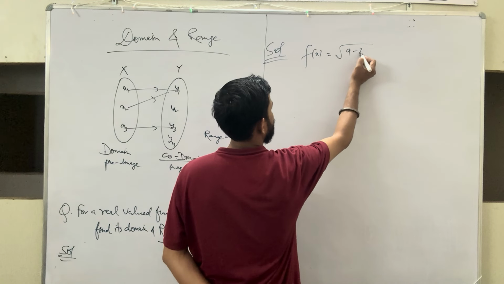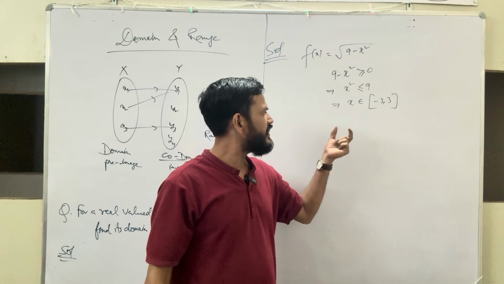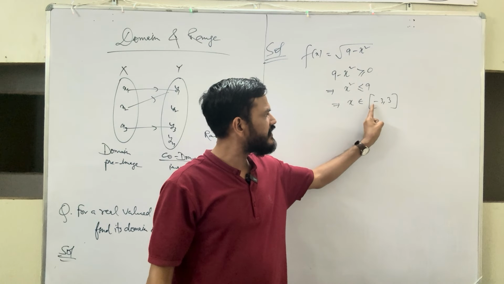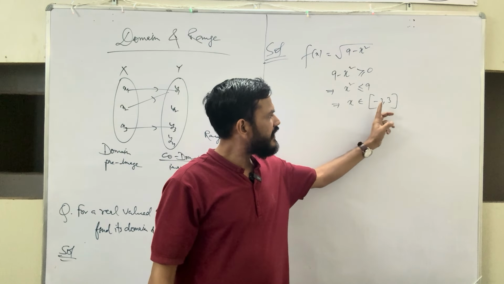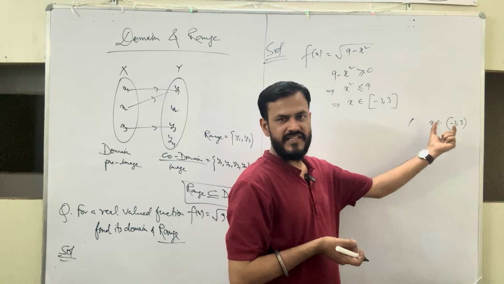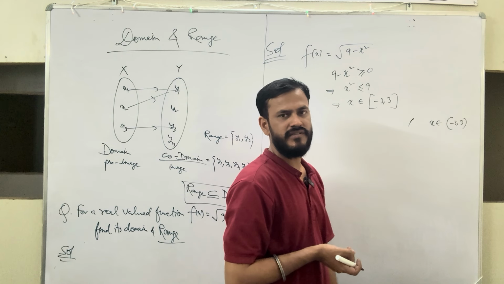That gives x square less than or equal to 9, which means x belongs to [-3, 3]. Now this is a closed bracket. What does closed bracket mean? Closed bracket means you are allowed to take the values of the endpoints as well. Had it been like this, (-3, 3), you are allowed to take all possible values between minus 3 and 3 except the border values, that is minus 3 and 3. So except minus 3 and 3, all other values are included.